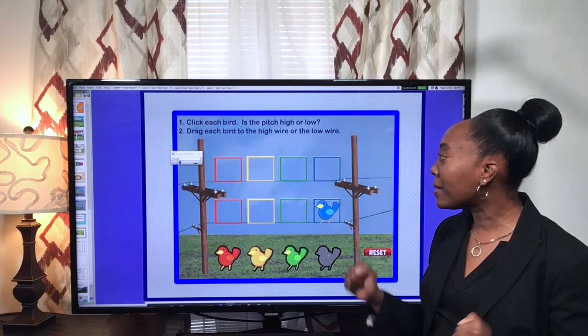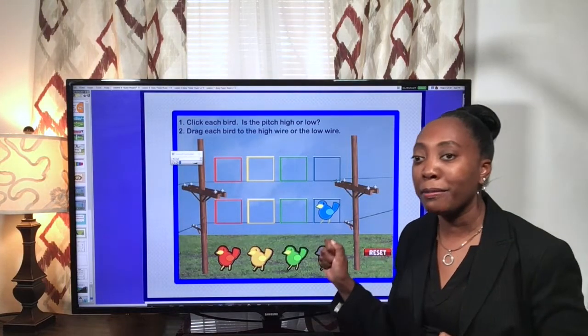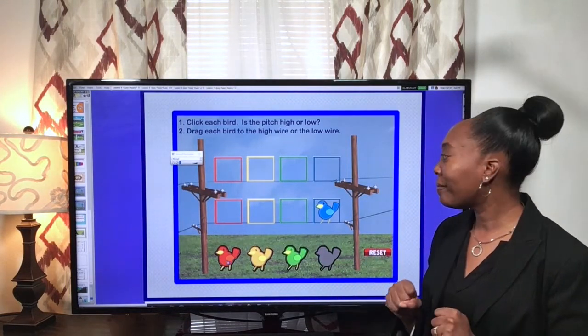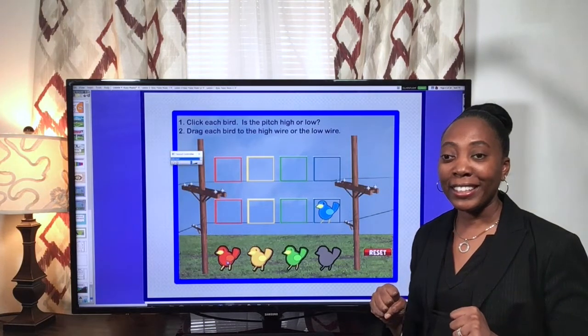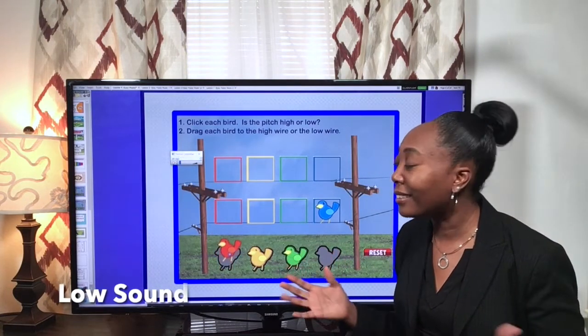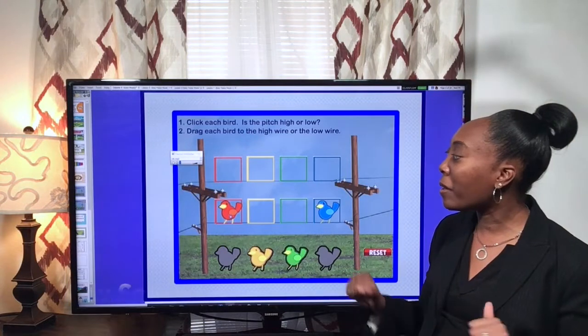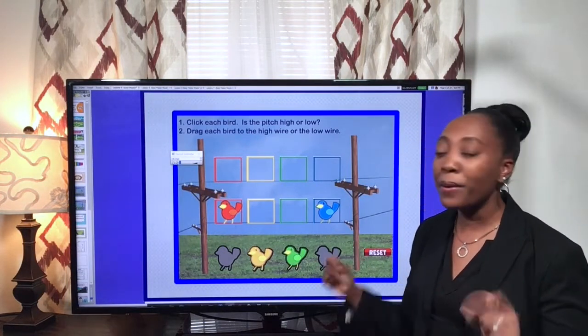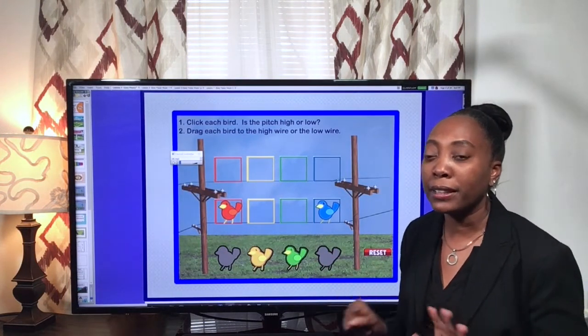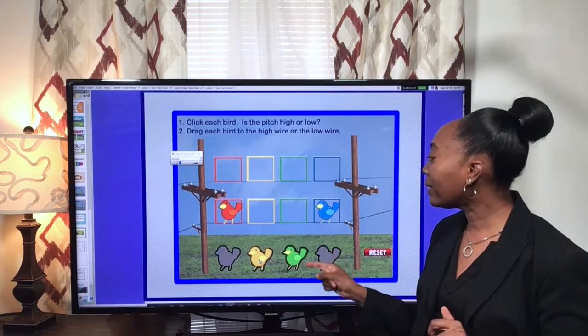Now let's do another one quickly. Let's hear the red bird. Oh, yes, another low sound. This is very easy on the low wire red square box. All right, I'm feeling kind of yellow. All right, so yellow.